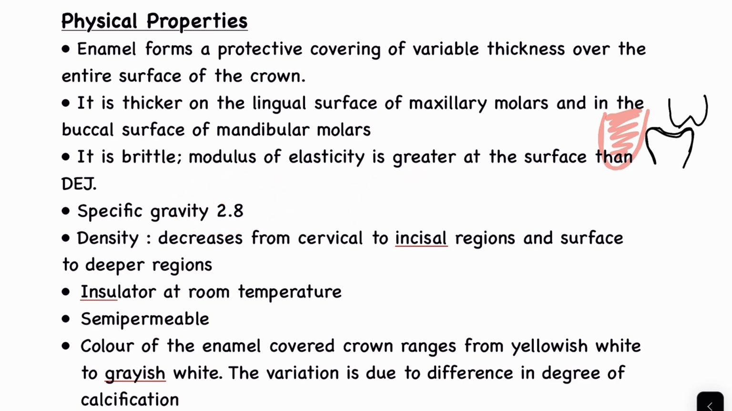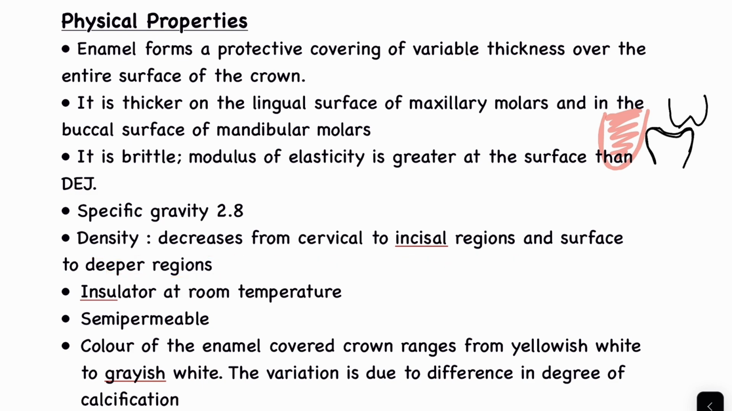Okay, so this is the crown and this is the enamel and this is the dentine. So this junction where they meet is called the dentino-enamel junction. The specific gravity of enamel is 2.8. Density decreases from cervical to incisal region and surface to deeper region.